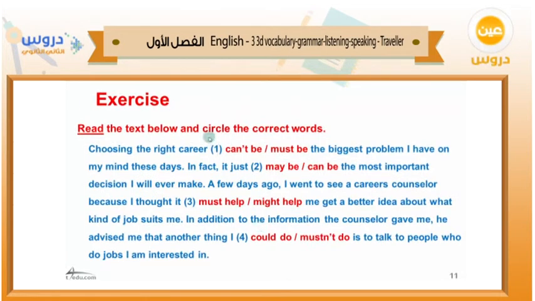Now let's read the text below. We have from 1 to 4 and circle. So we have to choose two answers, okay, the correct words. We either choose can be or must be, may be or can be, must help, might help, could do, and must not do. How can we decide on which one is correct? We should follow the meaning. We should really imagine that we are in their shoes and we are trying to feel their situation. Is it possible? Is it 100% sure about something, or is something not very important, may or might happen? The meaning will help you.